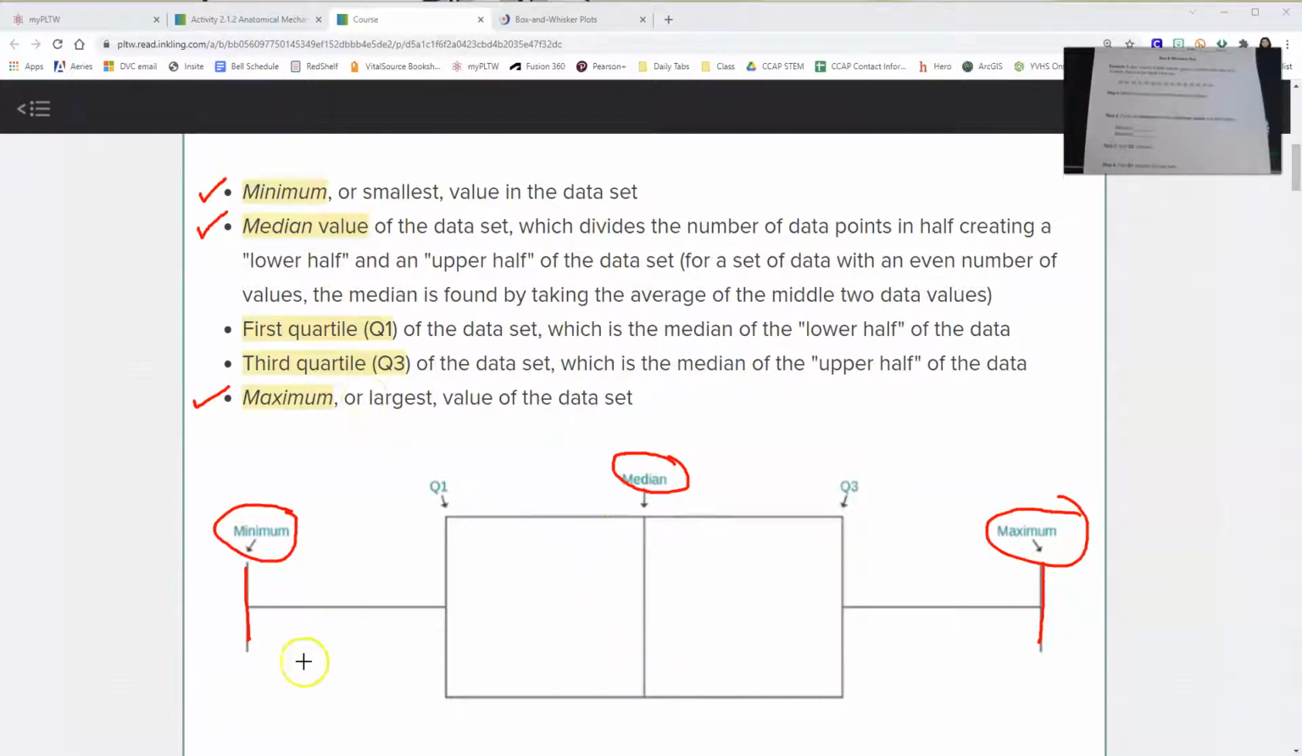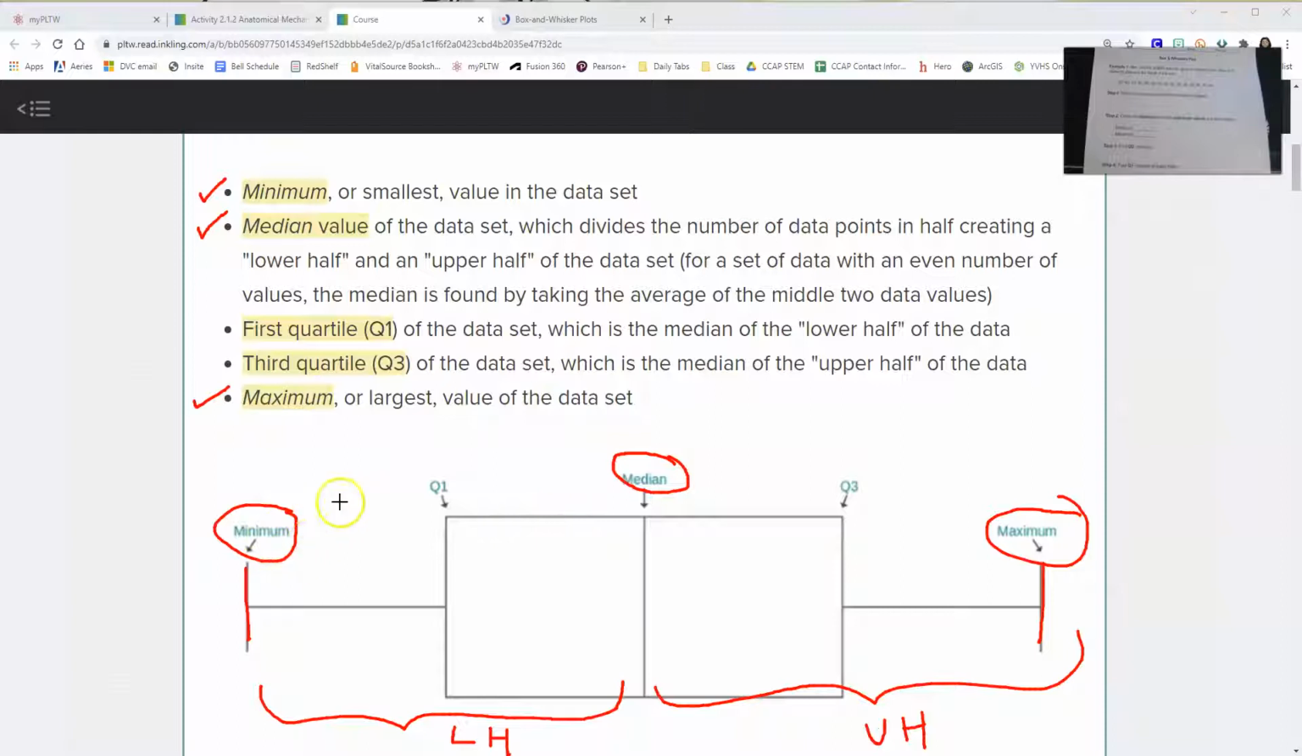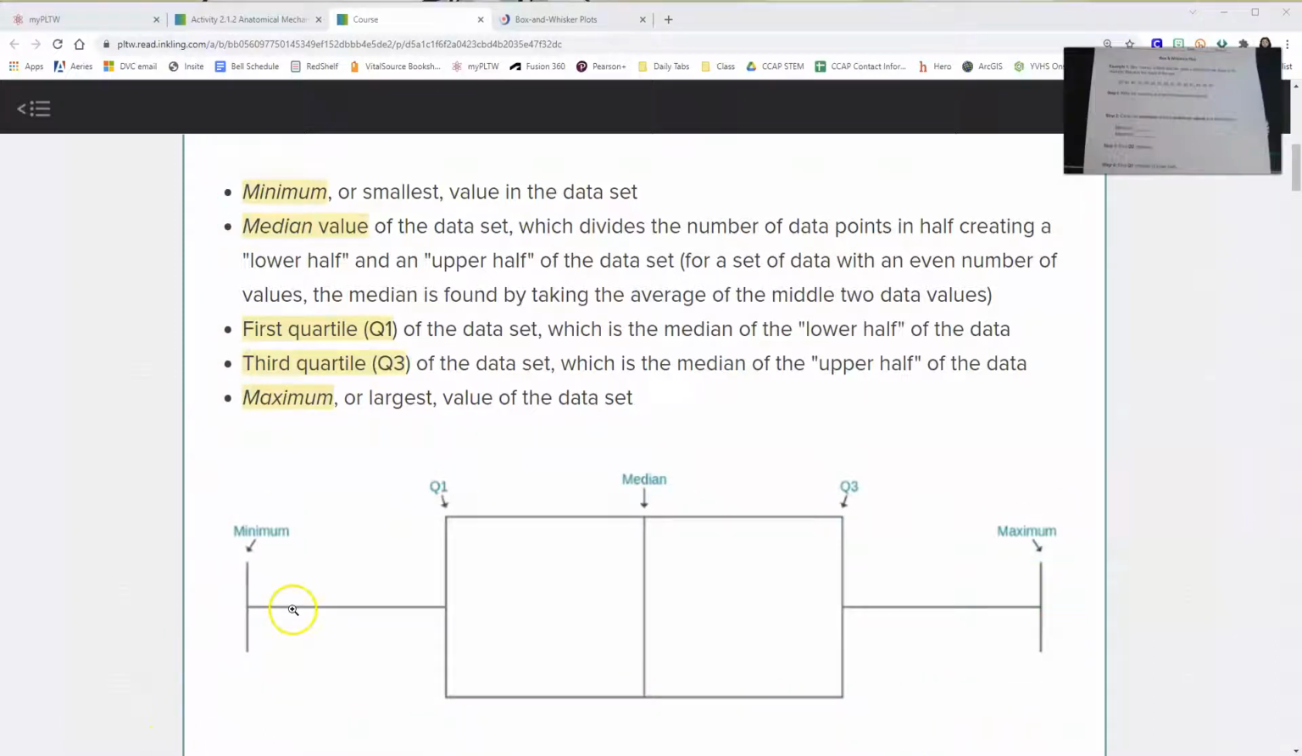Now, we have the lower half and then we have the upper half of all the numbers that we gained. The median of the lower half of the numbers is called Q1, or first quartile, and the median, or the middle number, of the upper half set of numbers that we received is Q3, or third quartile. So the first quartile and the third quartile.